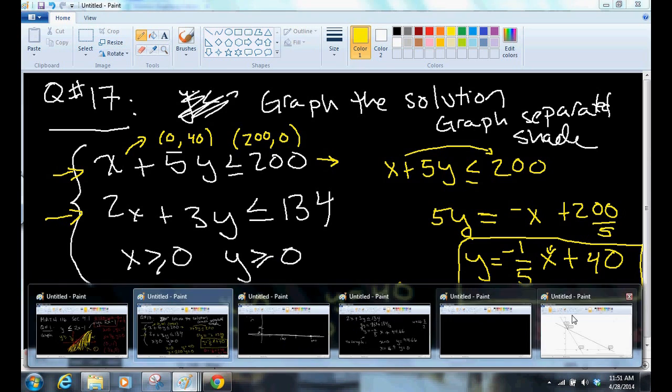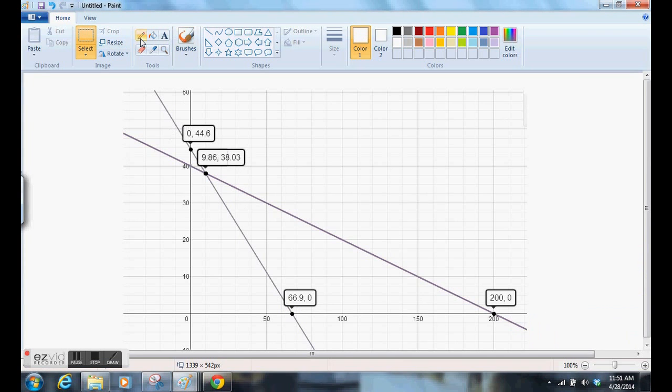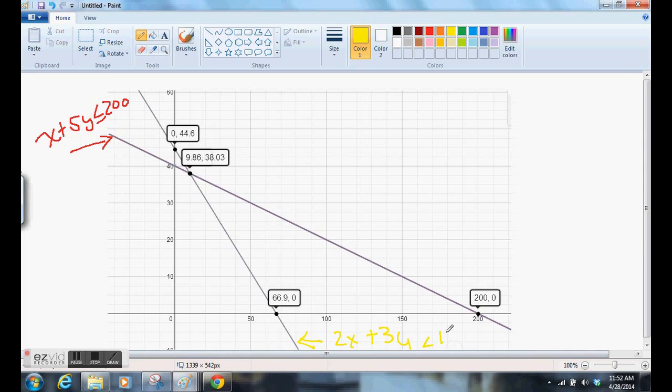So I put this graph on a nice paint picture so I could draw all over it. So right here, I'll draw in red. This line right there is the line that represents x plus 5y less than or equal to 200. And this other line, yellow, represents the second one, 2x plus 3y less than or equal to 134.